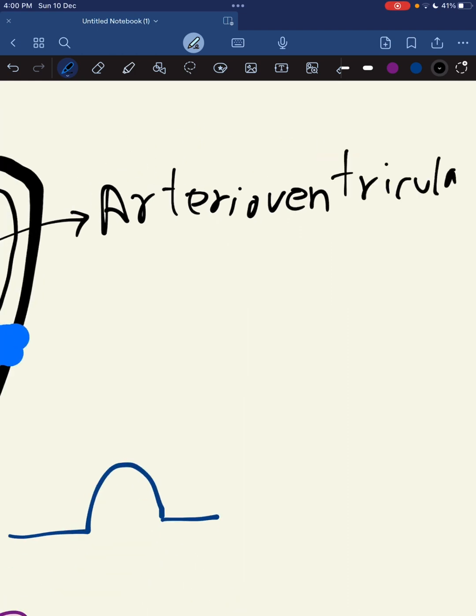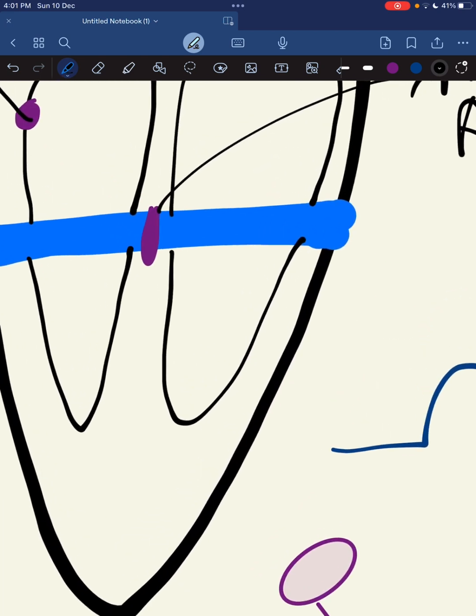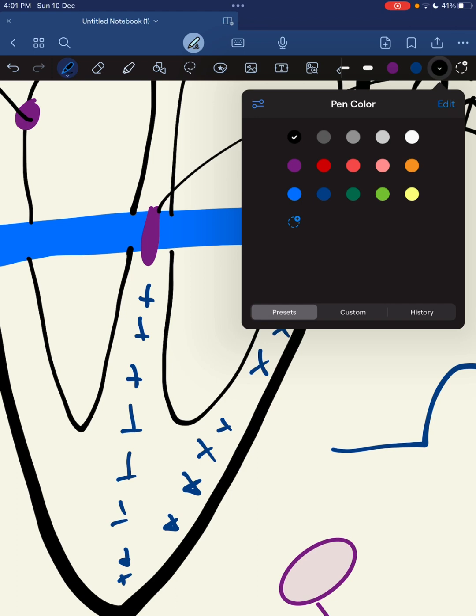Atrioventricular node, we call it the AV node. This has a little pause of about 0.2 seconds, and then it sends positive charge to specialized fibers we call the bundle of His. So it will send the positive charge to the bundle of His.